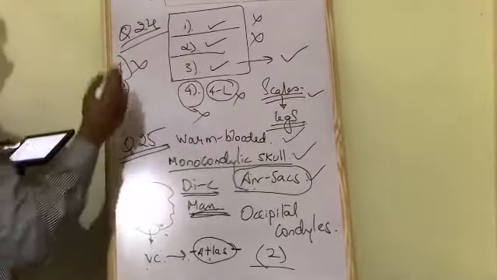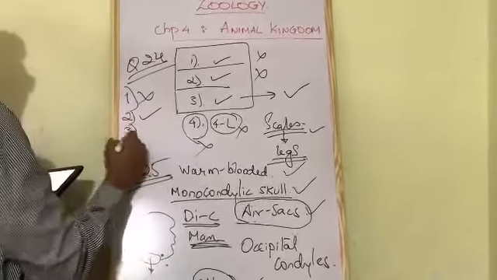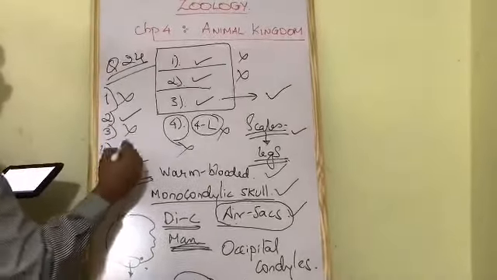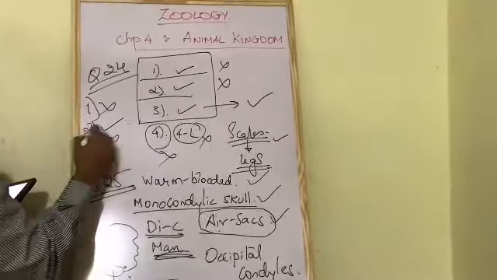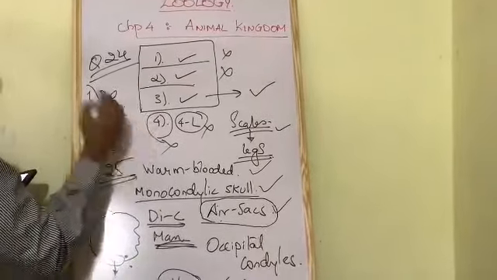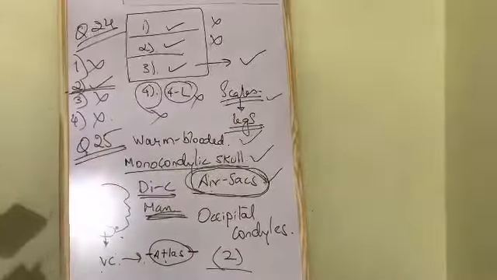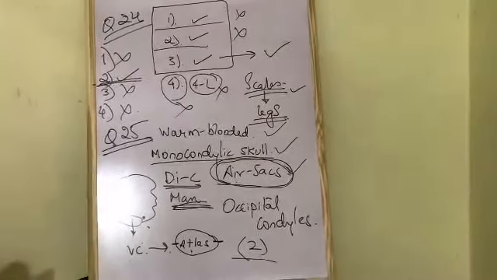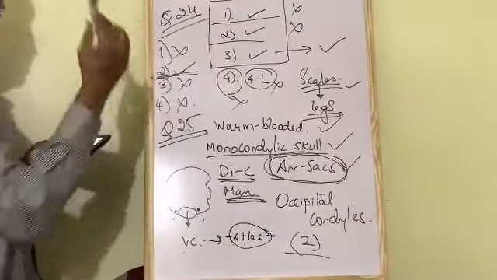Second option is birds. Yes, birds is correct. Third option is amphibia, which is incorrect. And fourth option is mammalia, which is incorrect. So question number 25, answer is option number 2, because there is only one animal which possesses air sacs connected to the lungs, and that is birds.